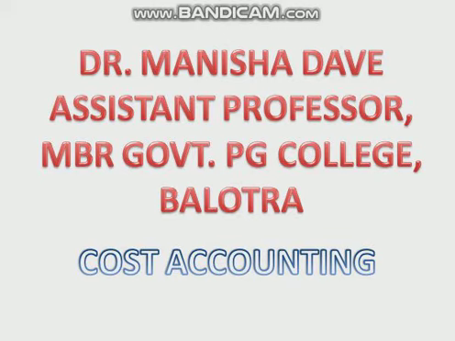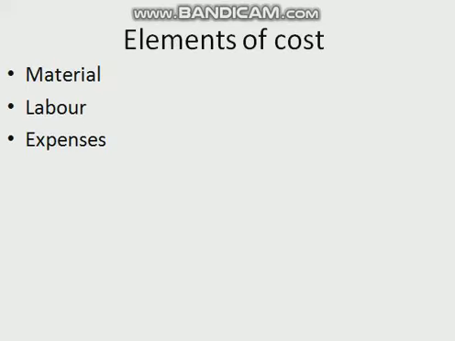Today we will discuss your next chapter of cost accounting, that is elements of cost. There are three elements of cost. Number 1 is material, number 2 is labor, and number 3 is expenses. A cost is composed of three elements: material, labor, and expenses. Each of these can be either direct or indirect.